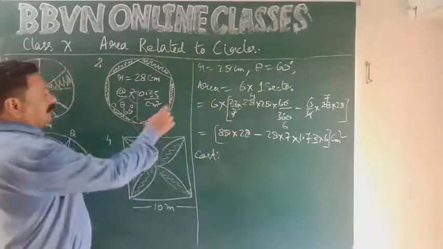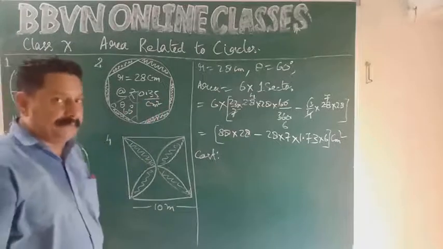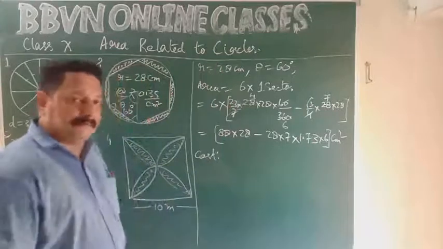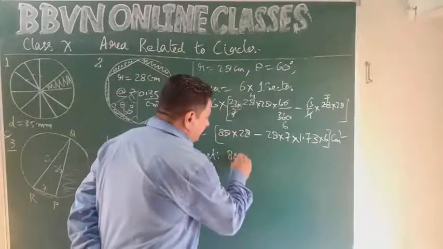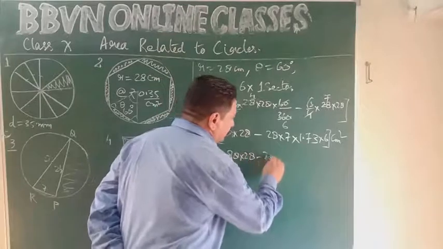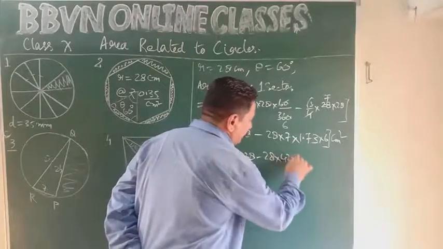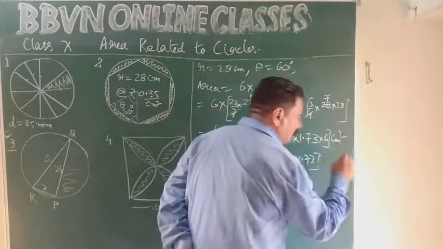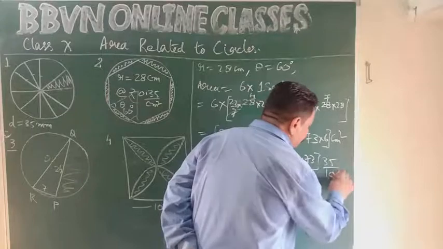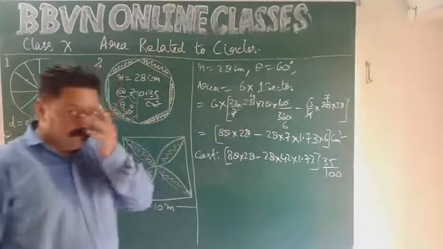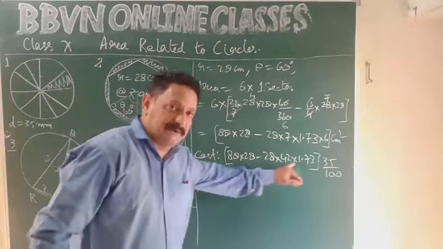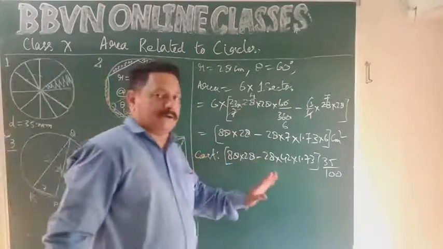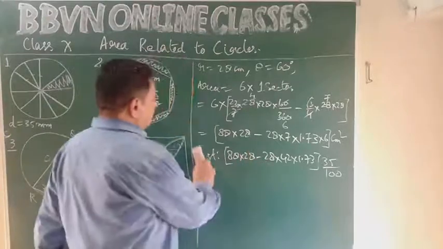The cost of making the design is rupees 0.35 per centimeter square. So entire area multiplied by 35 paise. So 88 into 28 minus 28 into 7, 6 sevens are 42, into 1.73, whole multiplied by rupees 0.35, which means 35 upon 100. Right, children? I hope you can do this solution comfortably without any problem. So this will give you the total cost of making the design. Let's move on to another question.